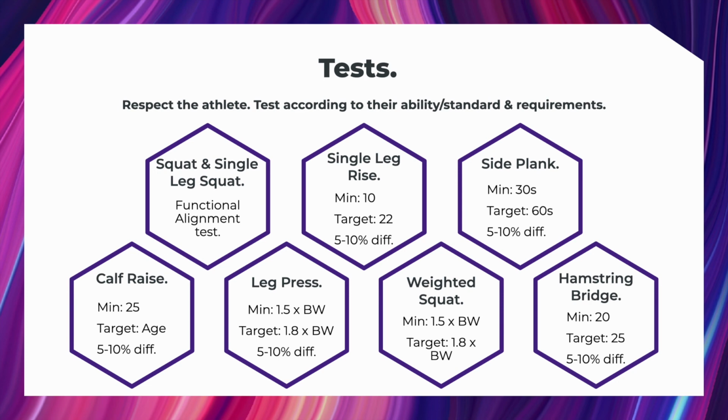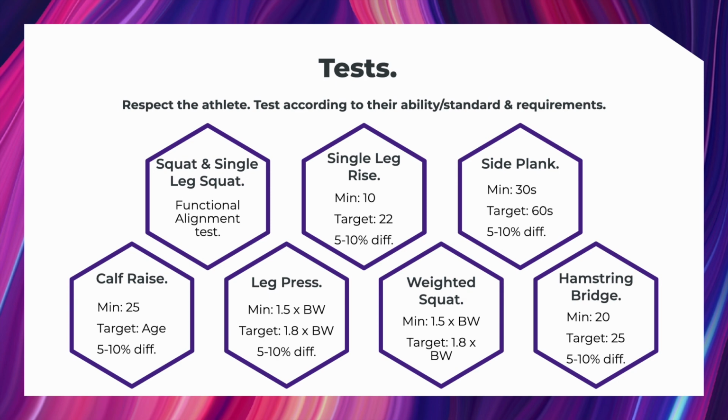So you've got your squat and your single leg squat tests. These are functional alignment tests to make sure that valgus varus is okay, and it'd be no shock to you that that's going to be where the VMove 2 really sits in there. You've got your single leg rise tests. We know from research this is a really good demonstration of knee health, but also a great compound movement. Side plank, great for that anti-rotation.